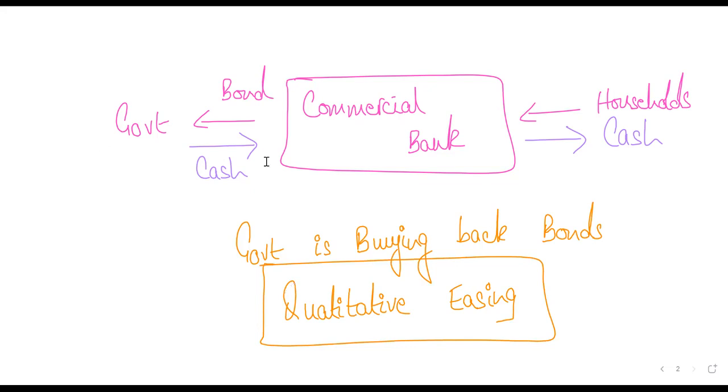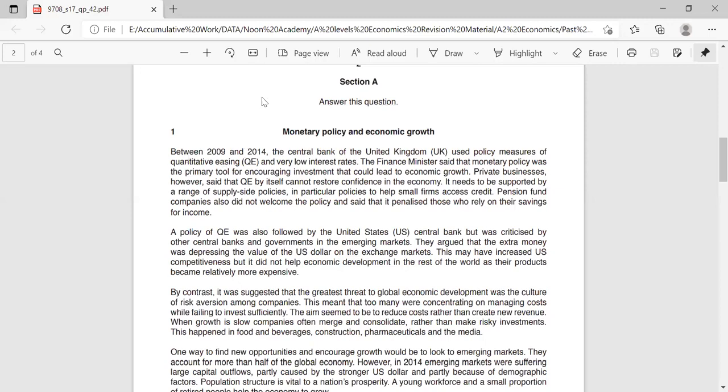Now let's go back and have a look at this. Between 2009-2014, the central bank of the United Kingdom used policy measures of quantitative easing and very low interest rates, right? So when there's quantitative easing, interest rates decrease. The finance minister said that monetary policy was the primary tool for encouraging investment that could lead to economic growth. So it's saying that monetary policy, which is basically interest rate, is the primary tool for increasing investment and leading to economic growth. Private businesses, however, said that quantitative easing by itself cannot restore confidence in the economy, right?